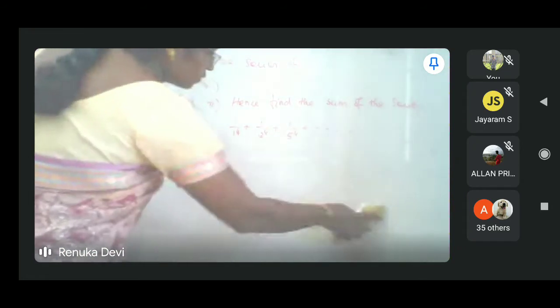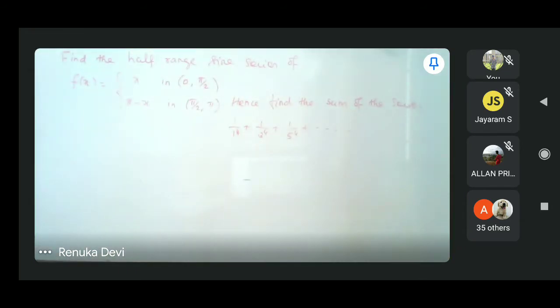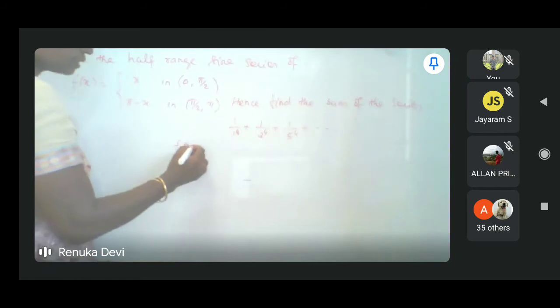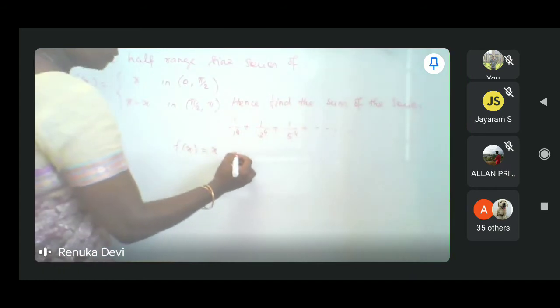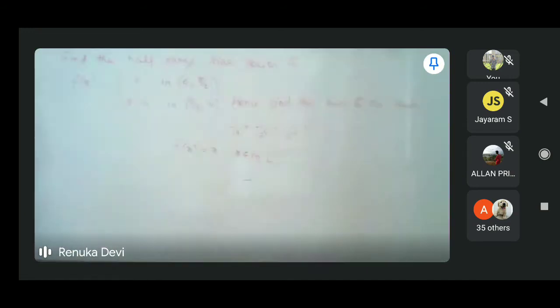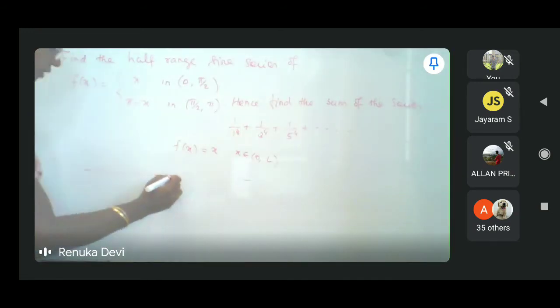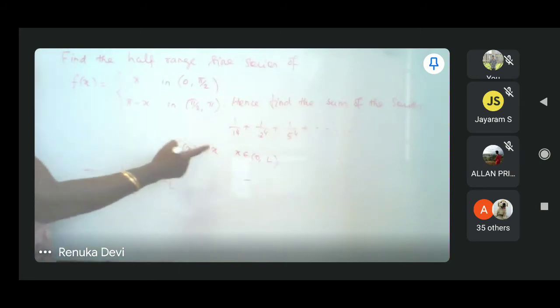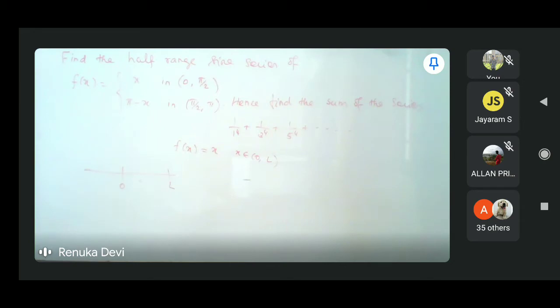So draw the graph in the sense that f of x is x, isn't it? If x lies between 0 to L, I think. So if I take this is your 0, this is your L. What is f of x? So 0 to L f of x. So like this.